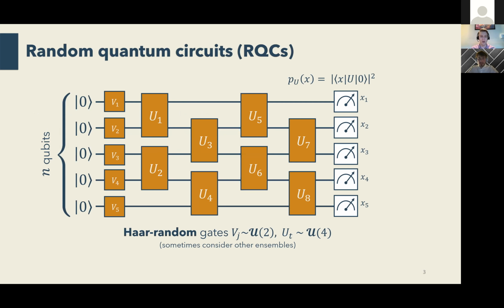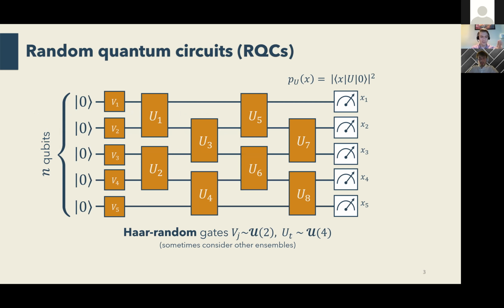So the setup for this talk is a familiar one. We have an n-qubit quantum system that experiences a series of gates, followed by a projective measurement on all n qubits, giving rise to a sample from some probability distribution P_U over 2^n possible measurement outcomes.